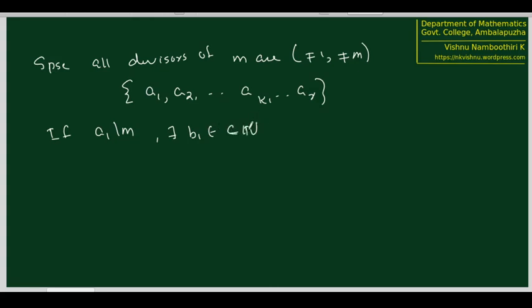b1 belongs to n such that what happens? a1 into b1 equal to m. So if a1 is a divisor, we will again make one more assumption.